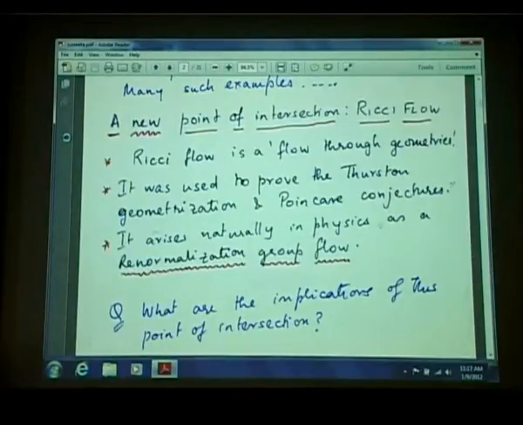So I'm going to try to give you a rough idea of what these renormalization group flows are in this talk. Okay, so Ricci flow has been used in mathematics recently to prove these conjectures. It also arises naturally in physics. This is the point of intersection between the two areas. What are the implications of this point of intersection?